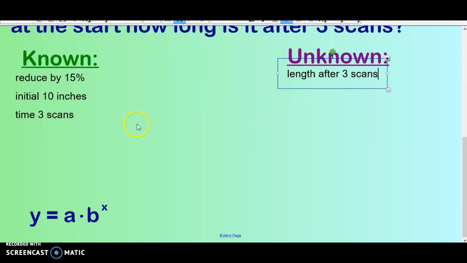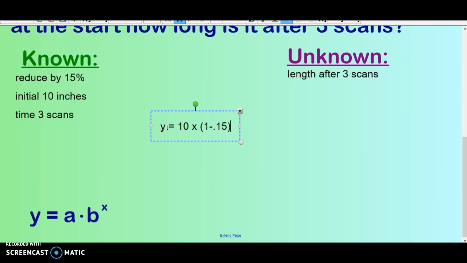So I'm going to once again use my same formula, y equals a times b to the x power, and I'm going to plug in the numbers that I know. So y equals, my initial value is 10, times the amount that it's changing, it's decreasing by 15%. So that would be 1 minus 0.15 raised to the power of, it's going over 3 scans, so the third power. Now, when we solve that, we get y equals about 6.14 inches.